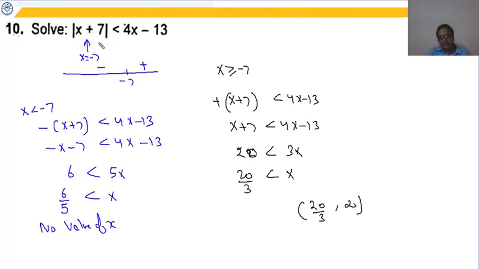At x equal to minus 7, this side is 0 and this side is negative, and 0 is not less than negative. You can also cross check by seeing the inequality. Where does this modulus have its turning point? It's minus 7, where its value changes. So the answer for this is minus 7 by 3 to infinity.